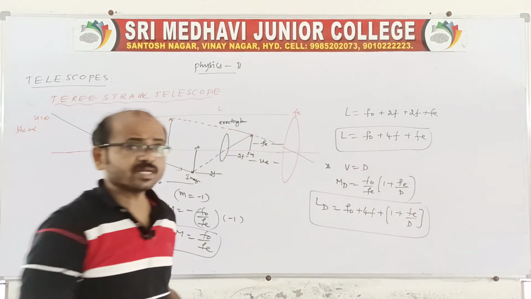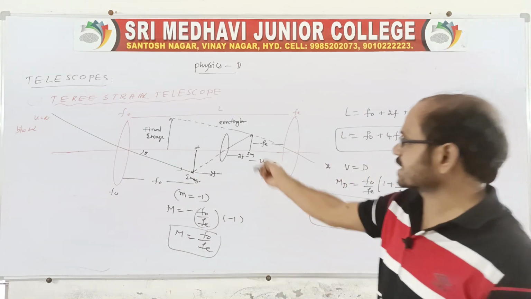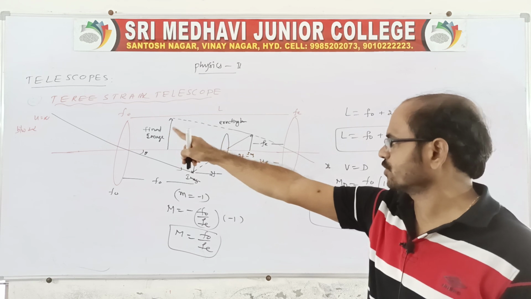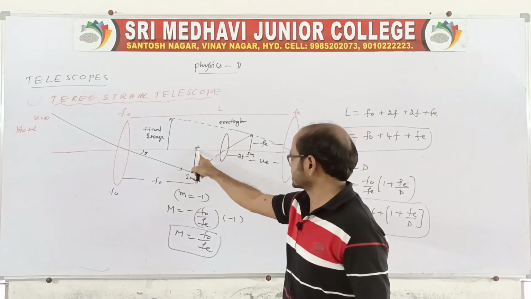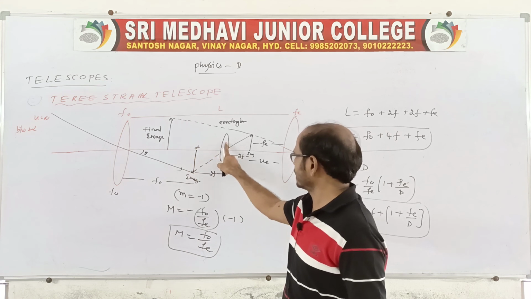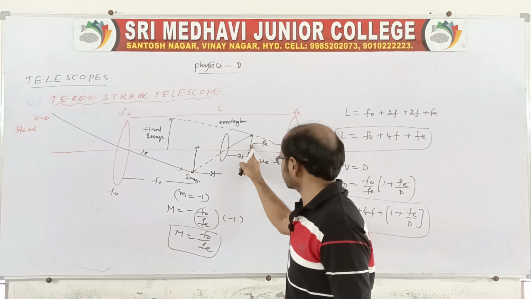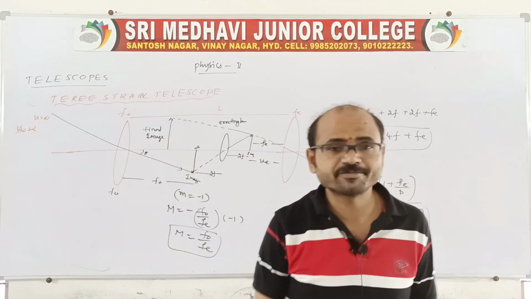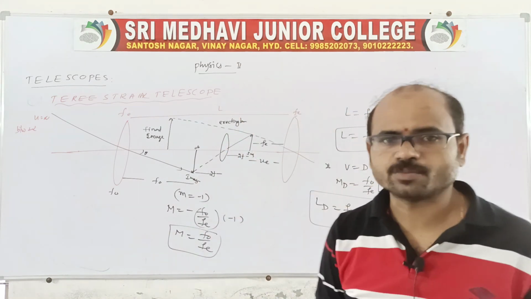So this is about the terrestrial telescope, which corrects the image. The object position is between infinity and 2f. Therefore, the image is formed, and this image acts as an object for the erecting lens. The erecting lens forms an image, which acts as an object for the eye lens. Therefore, the final image is formed using the erecting lens. This is the relation for the terrestrial telescope, right?